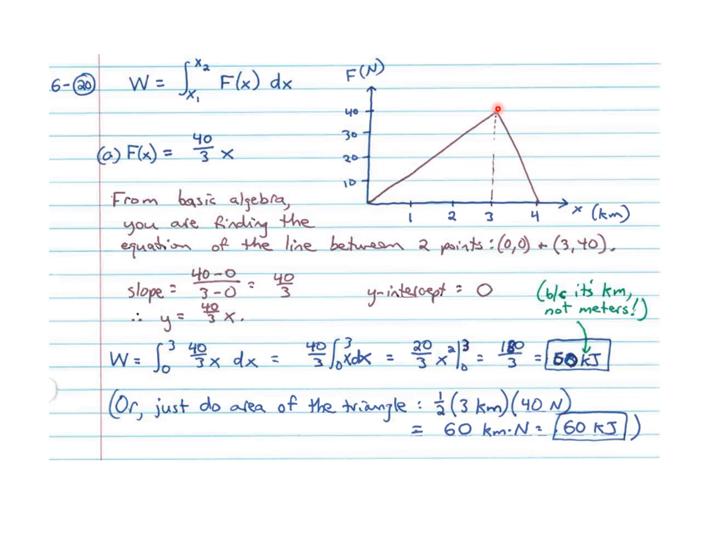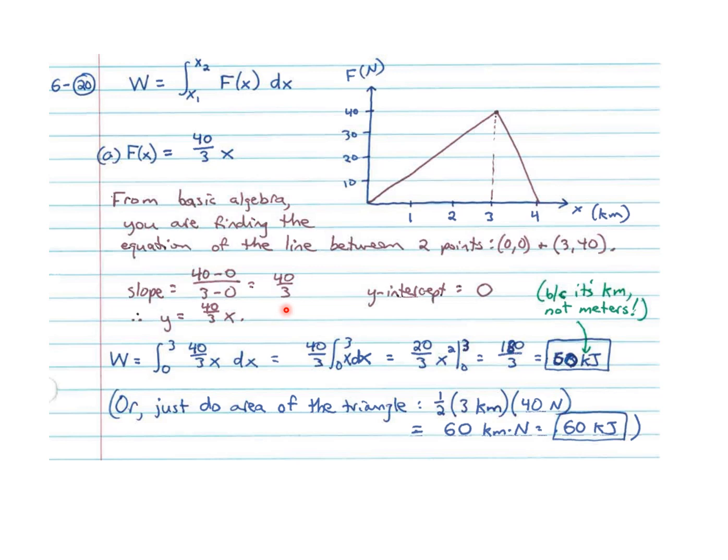So we need the slope and the y-intercept. And again, this is something you did in Algebra 1. The slope is rise over run: the difference of the y's, so 40 minus 0, over the difference of the x's, 3 minus 0. We have a slope of 40 over 3. The y-intercept is 0. And so that function is 40 over 3 times x. So that is the force.